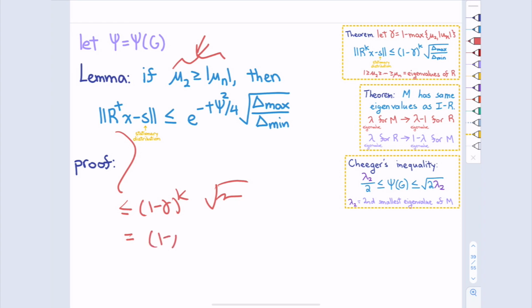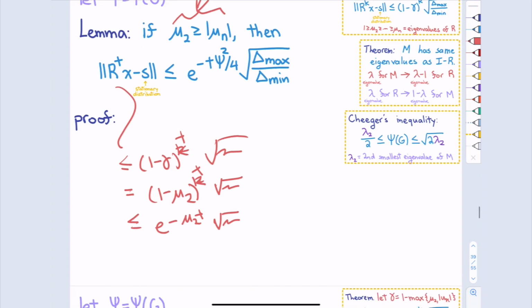All right, 1 minus mu2, to the k, square root of some stuff. Oh, this should be a t, right? Okay. So right now we have some convergence rate relative to mu2. All right, so now I want to somehow connect mu2 to the conductance. Just pattern matching, somehow that mu2 needs to become roughly conductance squared. So how might we go about that?